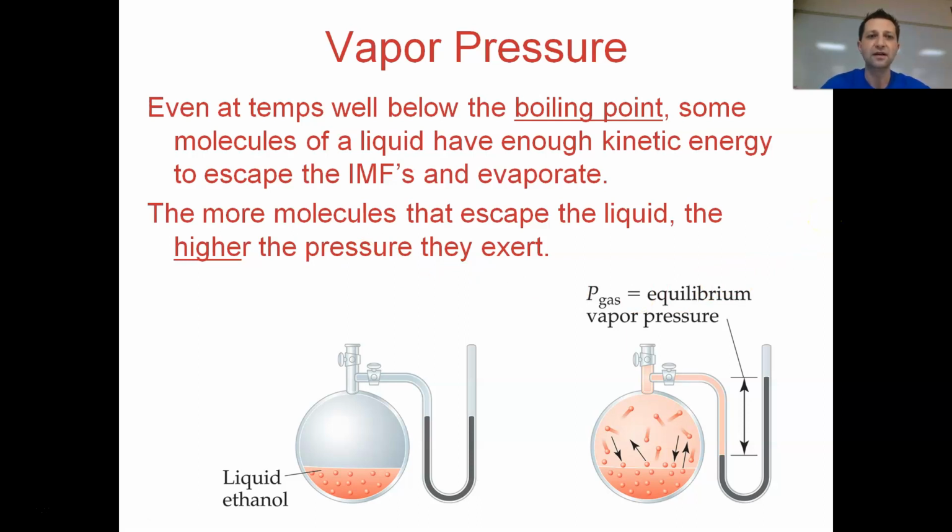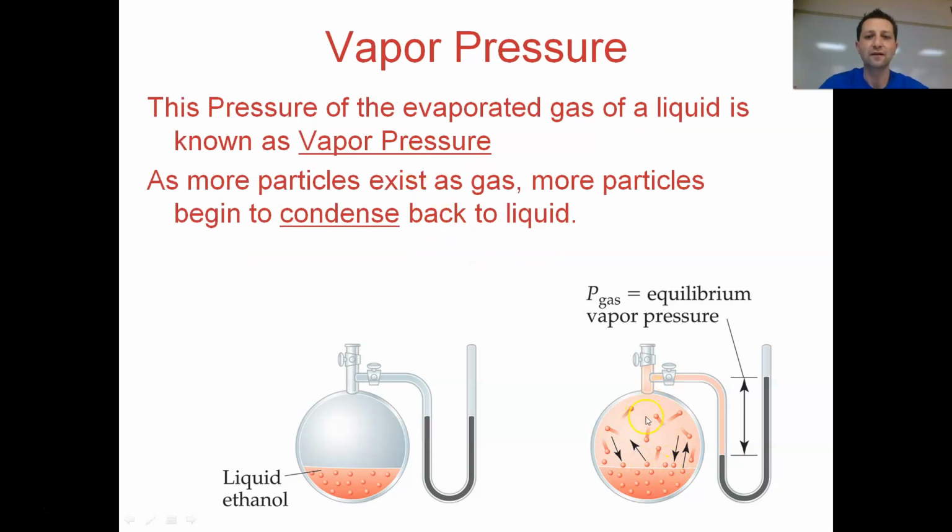So even at temperatures below the boiling point, some molecules of a liquid have enough kinetic energy to escape the intermolecular forces that hold them together and evaporate. So we talked about that. The more molecules that escape, the higher the vapor pressure that exists. So you can see that there's liquid ethanol in this flask here. And some of that is going to evaporate and turn into a gas. You see that here? And some of it remains as a liquid. This is a saturated system right here in this flask. So you have liquid to gas, gas to liquid at the same time. The gas that's created creates pressure, and that is called a vapor pressure.